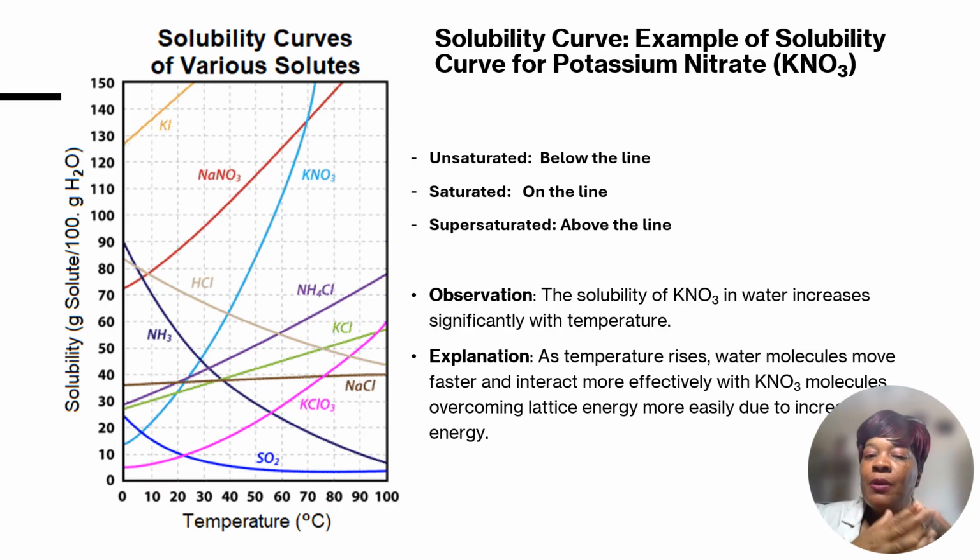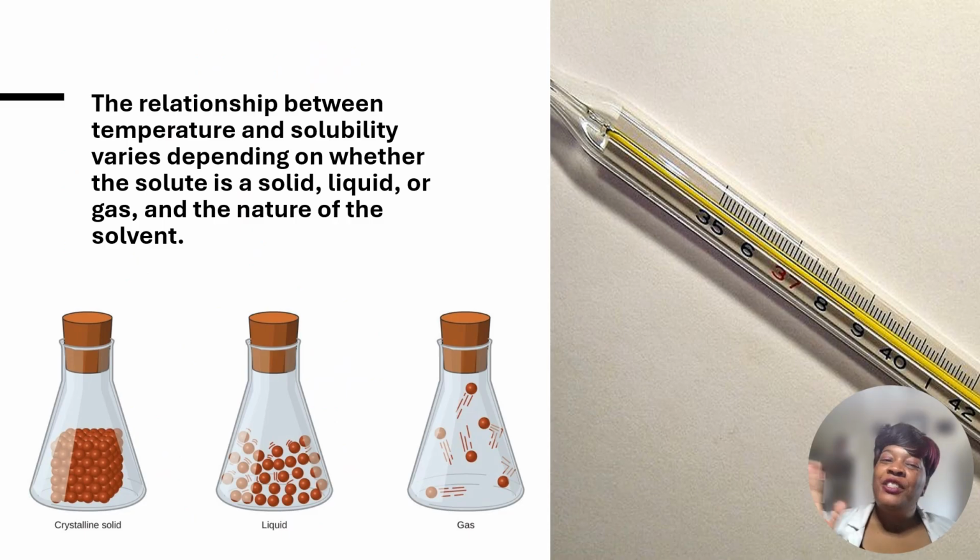So, an explanation to further give you an idea of what we're talking about: as temperature rises, water molecules move faster, and they interact more effectively with potassium nitrate molecules, overcoming what's called lattice energy more easily due to what? Increased energy. So just remember, the relationship between temperature and solubility varies depending on whether the solute is a solid, liquid, or gas, and the nature of the solvent.